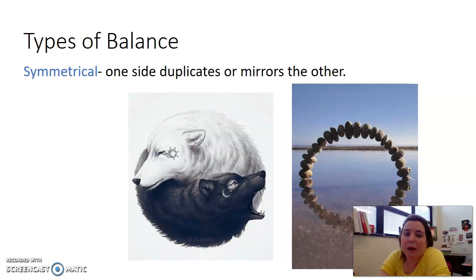So there's symmetrical balance. One side duplicates or mirrors the other. So these wolves, even though they're not the same, how the artist has split the circle in half for each to be represented is symmetrical. This is an environmental artwork where the sculptor put these rocks together, and then based on how they perceived it, their perspective with the camera, they were able to get a really cool symmetrical photograph here.